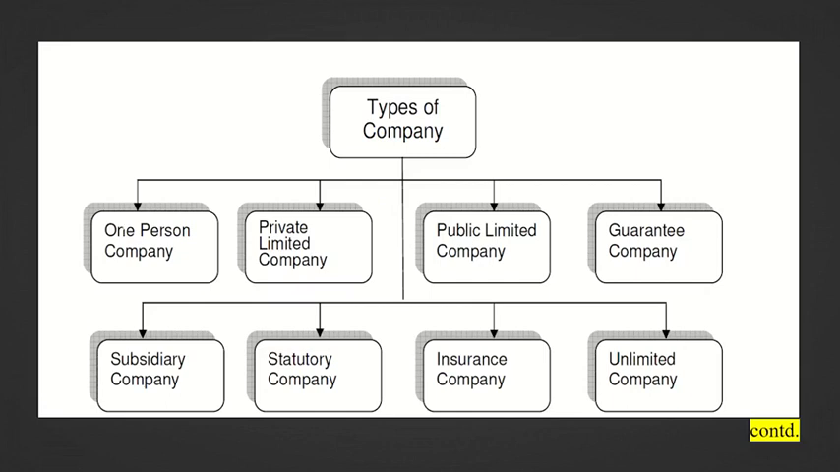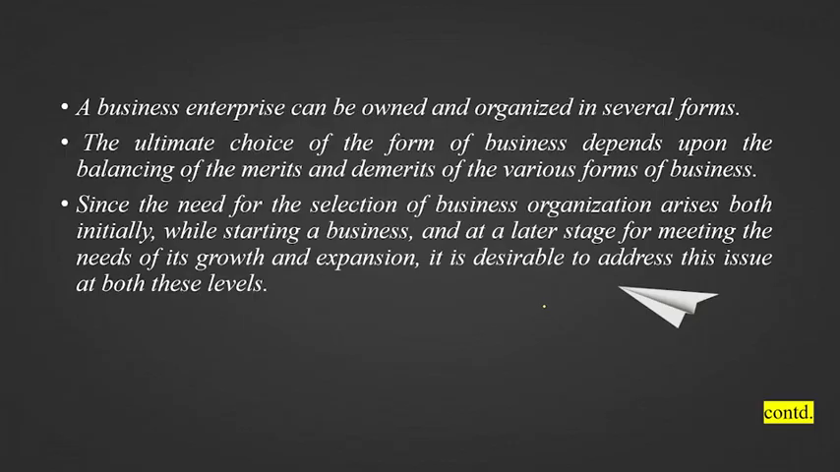So as you can see here, we have one person company, then in company, private company, public company, and in that again company limited by guarantee, subsidiary, statutory company, insurance company, unlimited company. So you should just know the brief types, which one you are going to start.